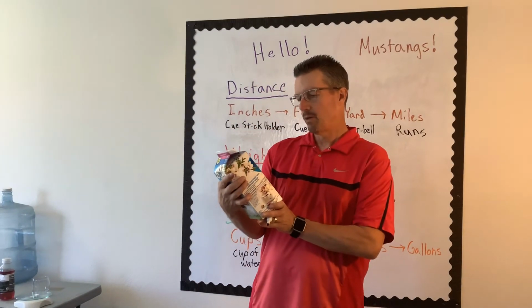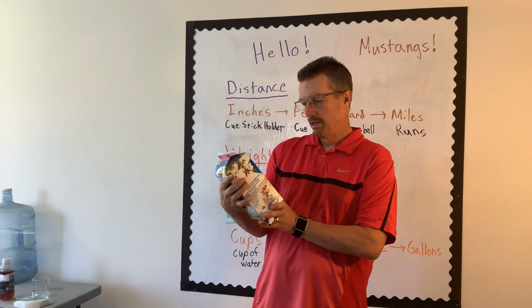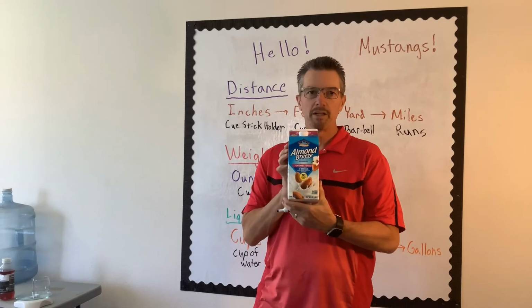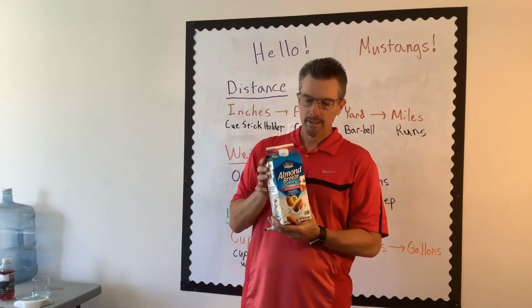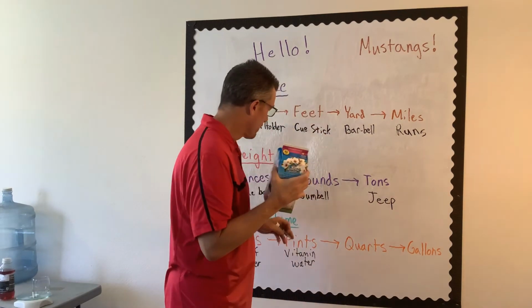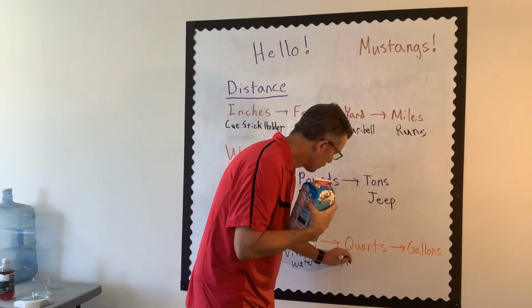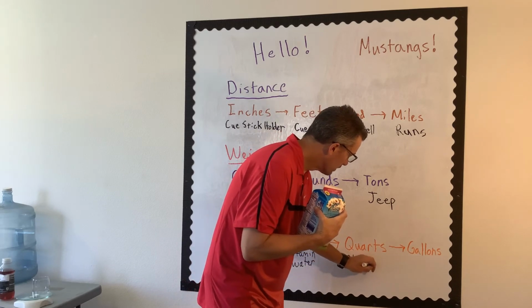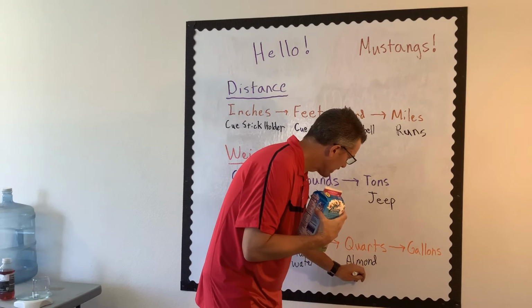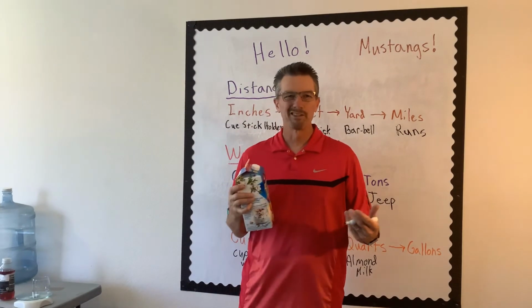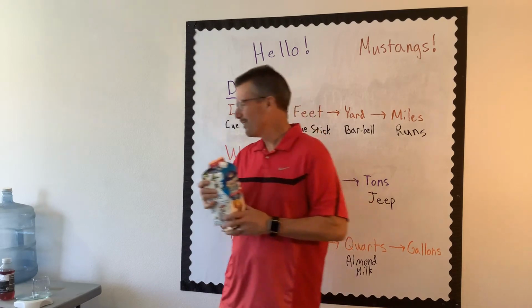Now, the next one is quarts. And my wife Lisa, she bought this almond milk. I'm not exactly sure what's wrong with regular milk, but she bought almond milk. And this would be measured in quarts. This is 2 quarts of almond milk. So I'm going to put down here in quarts, what did I measure? Almond milk. I'm sure some of you out there are saying, oh, I love almond milk. And some of you, just like me, are saying, ooh, what's wrong with regular milk?